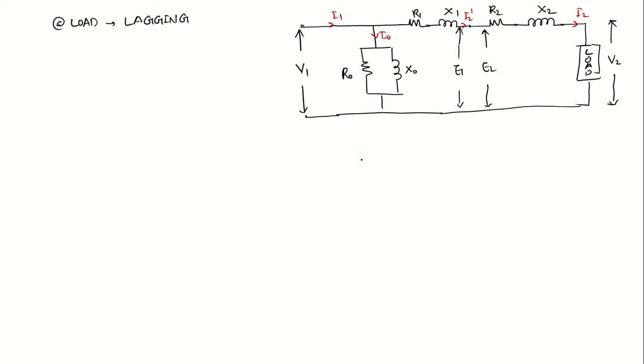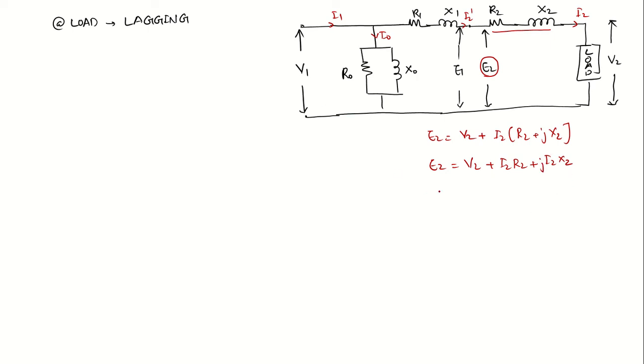Okay. Now the voltage E2 is equal to the secondary voltage across the load V2 plus the drop across R2 and X2, that is I2 into R2 plus jX2. Expanding, E2 is equal to V2 plus I2 R2 plus jI2 X2.